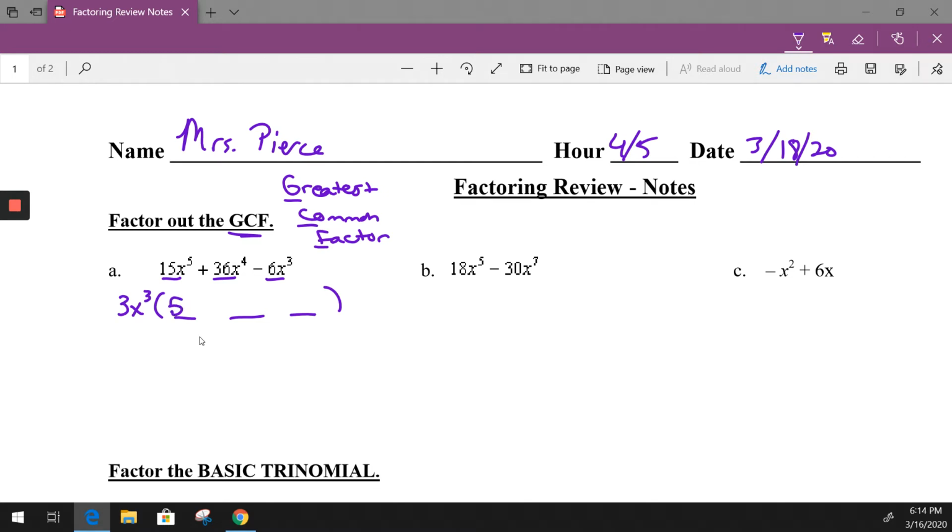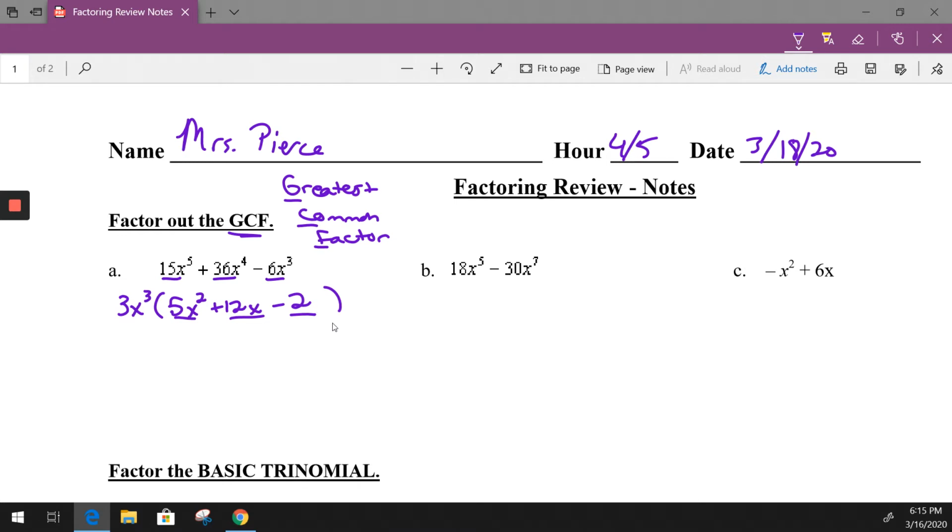which is 5. X to the 5th divided by x to the 3rd is x squared. When you divide 36 by 3, you get positive 12. And then x to the 4th divided by x to the 3rd is x. Negative 6 divided by 3 is negative 2. And then the x to the 3rd, we already factored out that x to the 3rd, so there are no more x's to be put with that term.